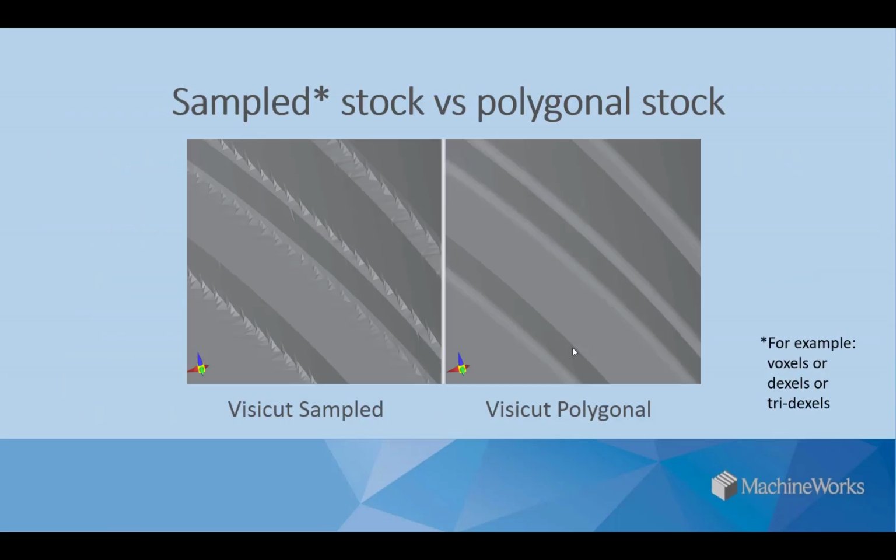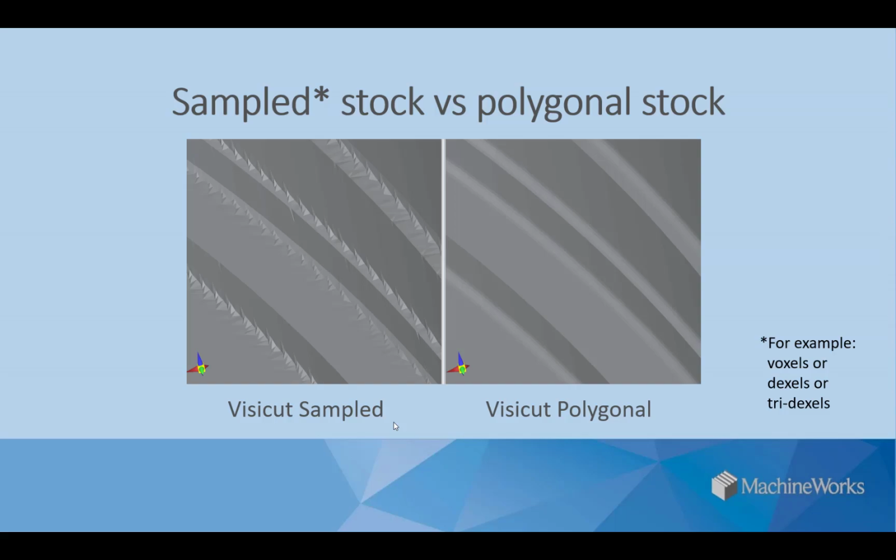I also want to point out the advantages of using a polygonal model as opposed to a sampled model. So in a polygonal model, what we mean is a polygon mesh where there is a topology such that you can walk from one face or triangle or n-sided polygon via an edge to the next one. So it's a closed continuous surface, and that's the model that has been the main model used by the MachineWorks Visicut engine since MachineWorks was started 30 years ago.